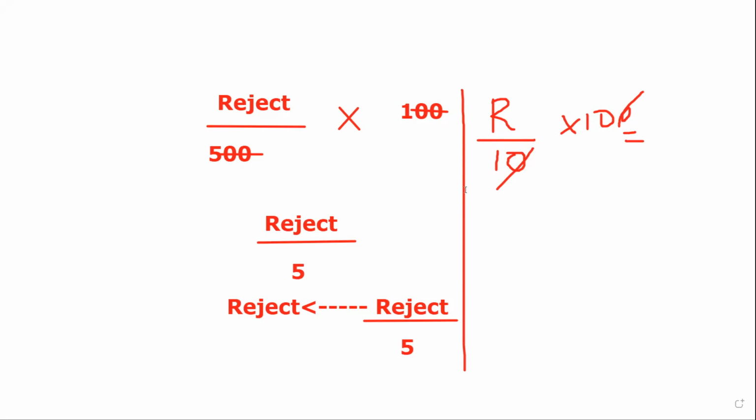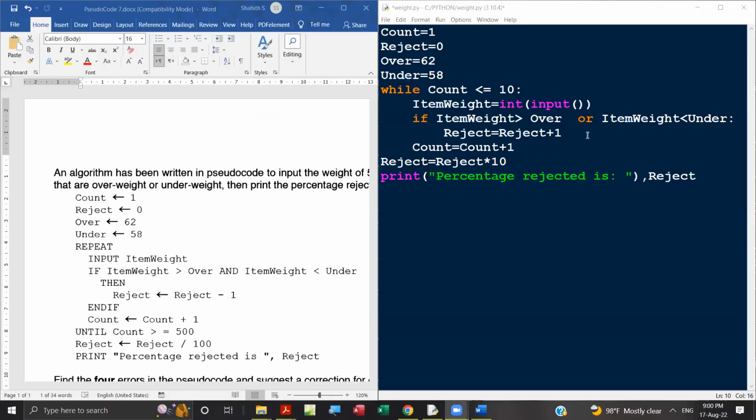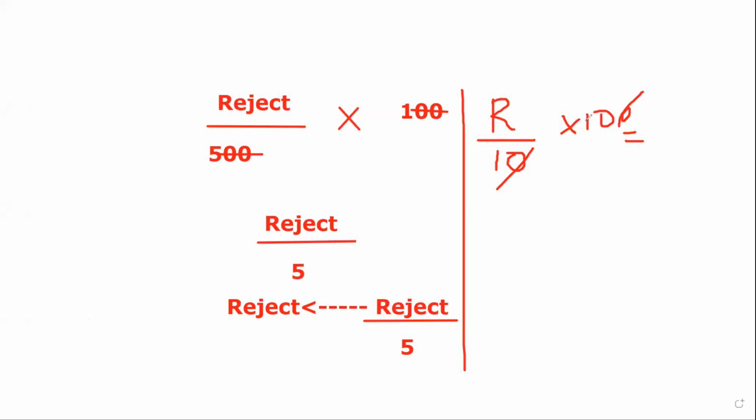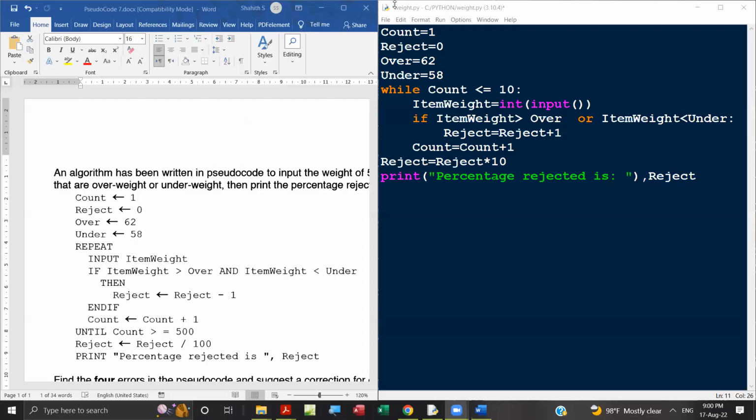So here it is R times 10. So it's R times not 100, R times 10. Yeah, R times 10. Look, we need to cancel this 0 and 0. So R times 10. Okay, so that's why. Then I can run this program.